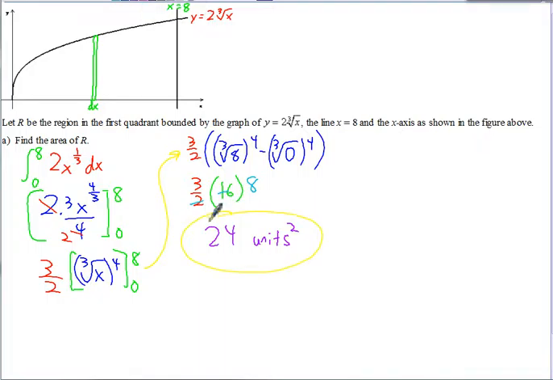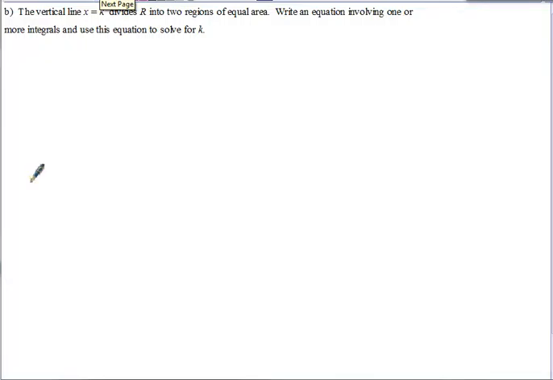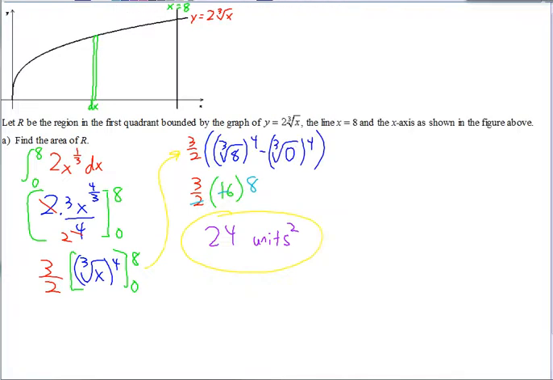But that leads to part B, which is a little bit different. It says now the vertical line x equals k divides R into two regions of equal area. Write an equation involving one or more integrals and use this equation to solve for k. Alright, so we have a vertical line x equals k. Let's change things up a little bit here. So let's see what that would look like. So let's go ahead and draw it in there.